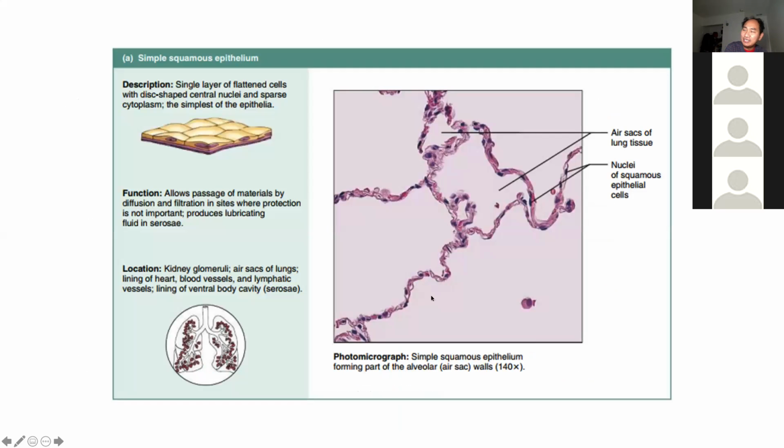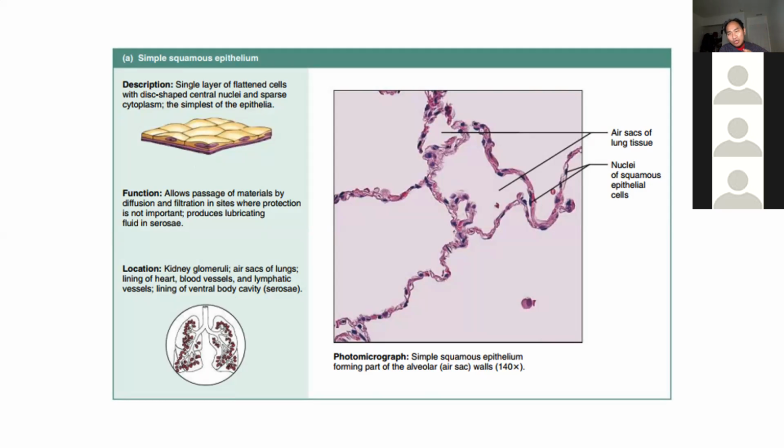So these are the diagrams we have in our textbook. I think they are very good. So one flat cell, only one single layer of cells, which is the simple squamous epithelium. Where do we use it? We use it because it is flat, it is one layer. I mean, it is not for protection.